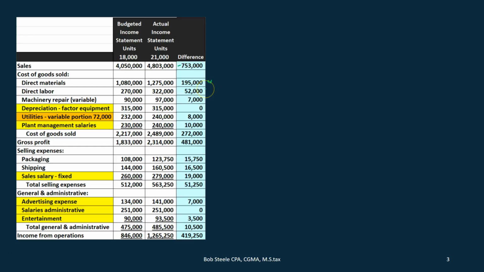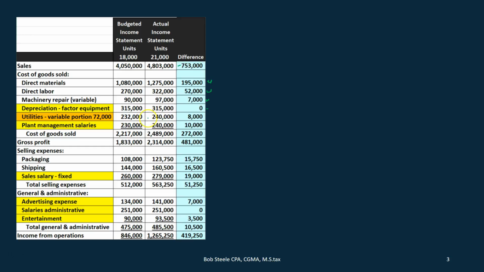The direct labor, this is what we budgeted. This is what actually happened. It's unfavorable because it's higher. The machinery repairs, it's a variable cost. We've got the 90 and the 97. It's unfavorable. And the depreciation, it's the same. This is what we budgeted. This is what actually happened. It's the same, so no difference there.